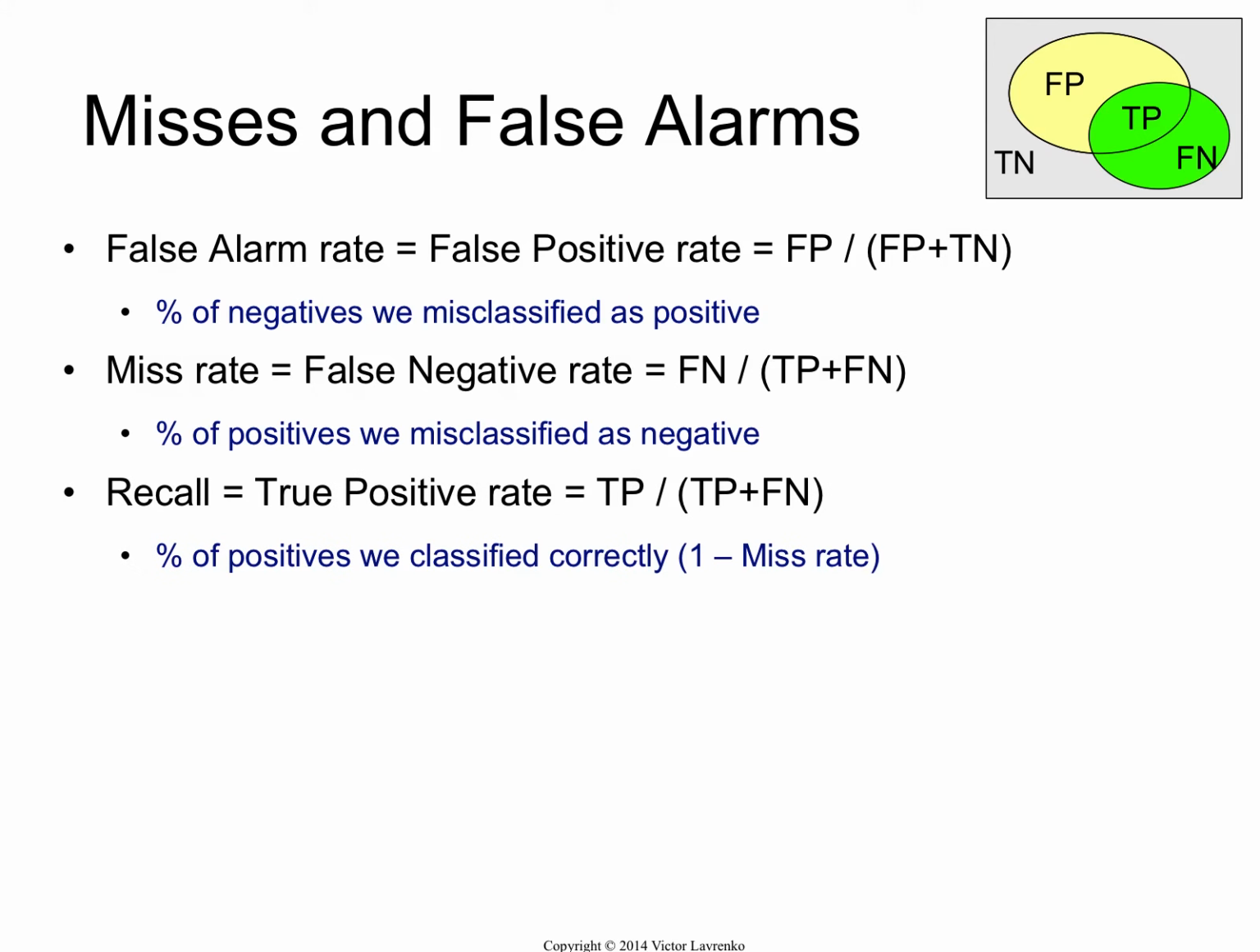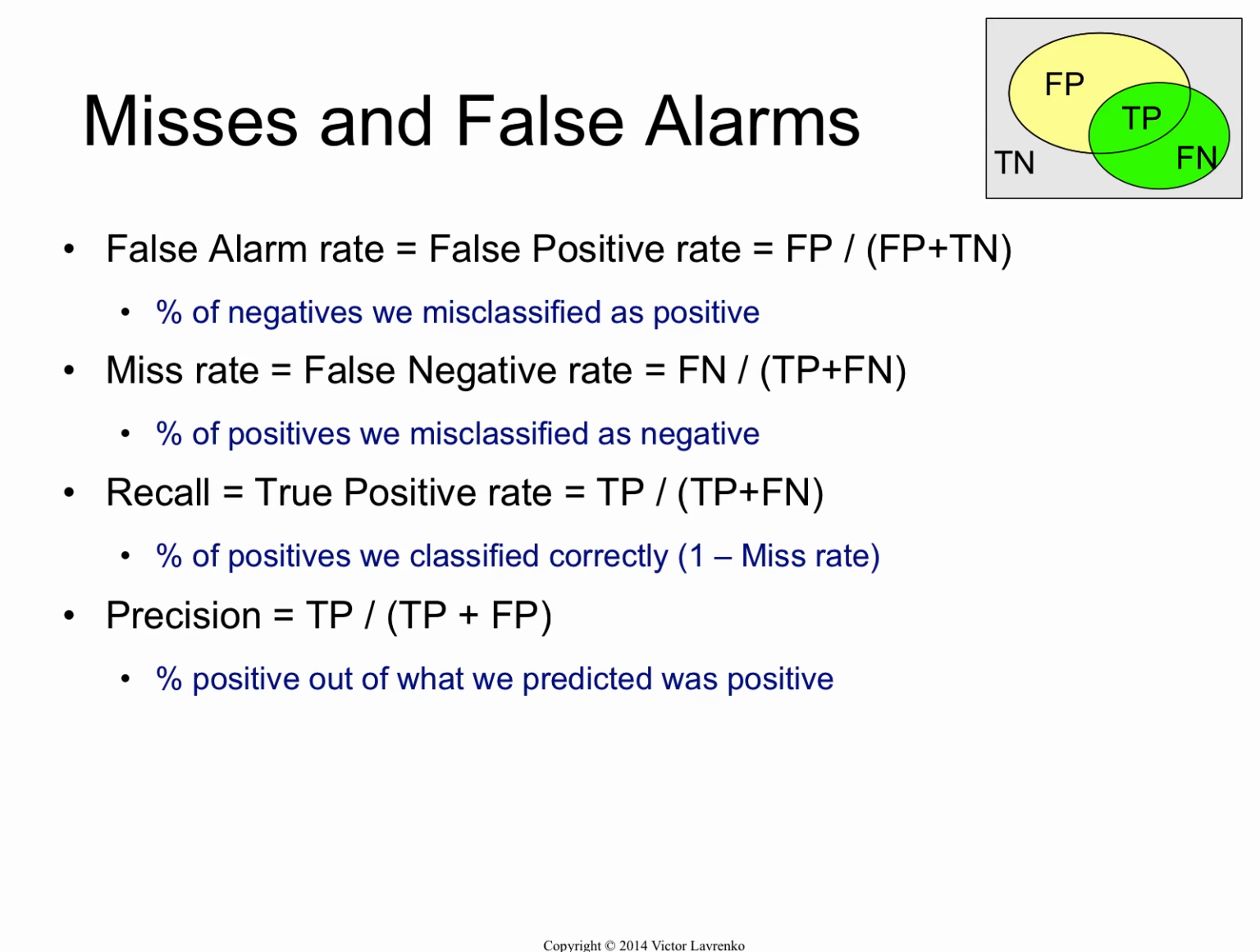The flip side of the miss rate is something called recall, or it also is called true positive rate. So it's just 1 minus the miss rate. It's the percent of positives that we classified correctly. So it's the number of true positives divided by the total number of positives, which is true positives plus the false negatives. And another metric which is kind of useful, but it's different from the other three, is precision. So precision is out of everything that our system thought was positive, what fraction of that was really positive.